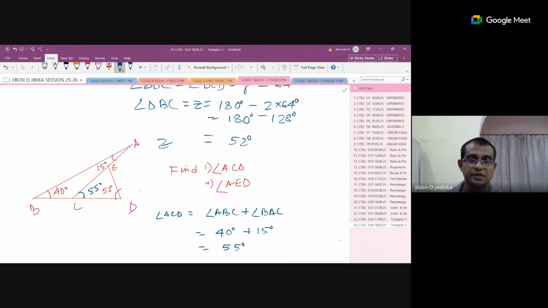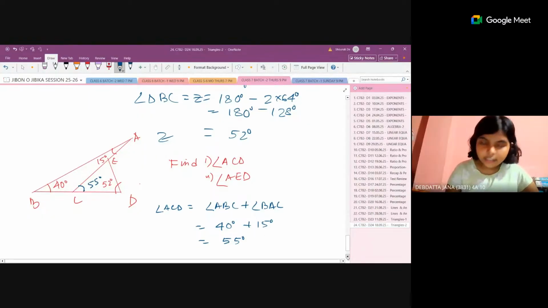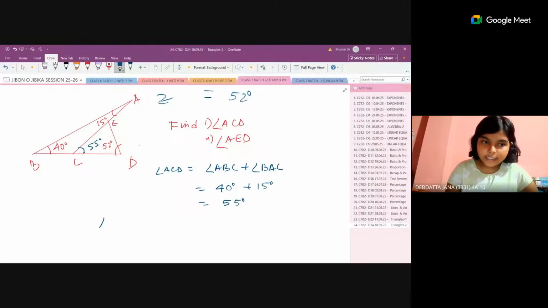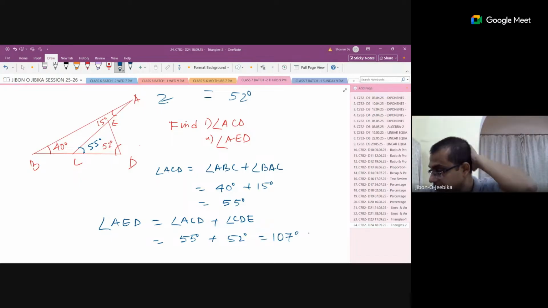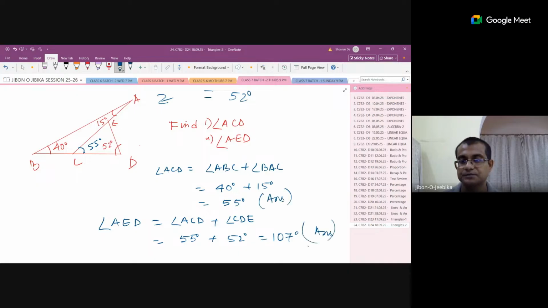Okay. Then angle AED is equal to angle ACD plus angle CDE. So this is 107 degree. This is the answer. This is the answer. Good. Check.